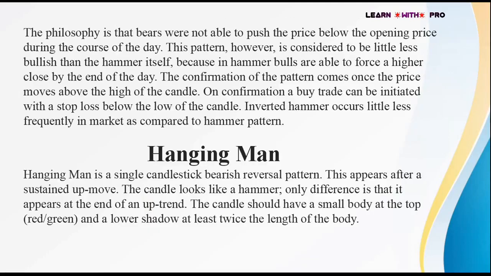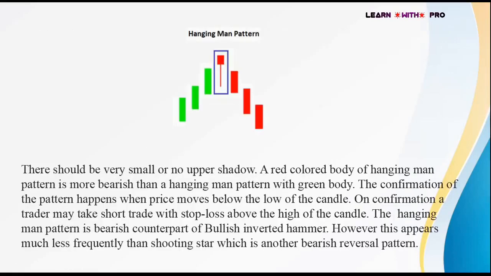Now, hanging man. Hanging man is a single candlestick bearish reversal pattern. This appears after a sustained up move, that means after an uptrend. The candle looks like a hammer. Only difference is that it appears at the top of an uptrend. This candle should have a small body at the top and a lower shadow at least the length of the body. That's it. Hanging man is the inverted pattern of a shooting star.